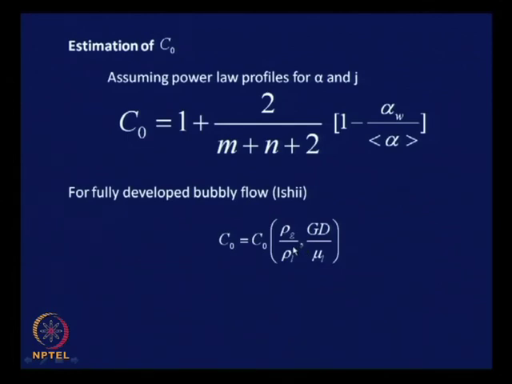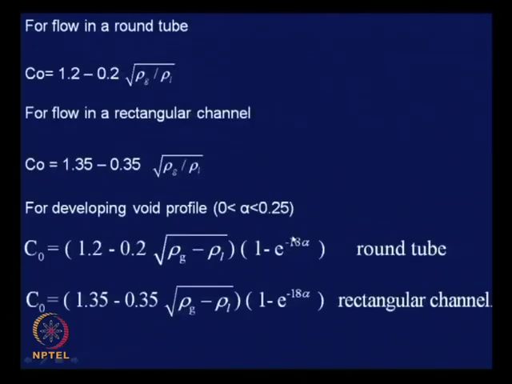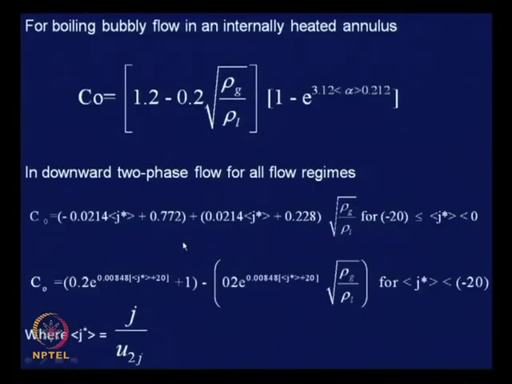Okay. And accordingly, several different definitions of C0 have been proposed, which you can use as the case may be. They are empirical correlations which have been derived from a large amount of data. For example, for fully developed flow in a round tube, please remember C0 has been expressed as a function of rho g by rho l. Again, for fully developed flow in a rectangular channel, it has been developed in this particular way. When it is not fully developed, then the expressions are given here, and accordingly I have written down a large number of expressions from where your C0 can be obtained under different conditions.